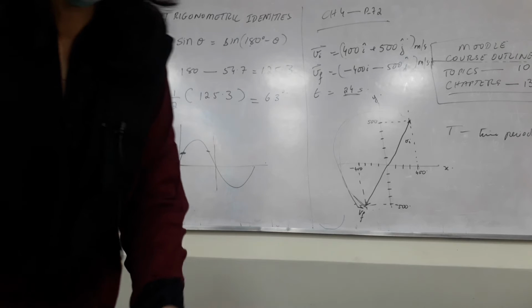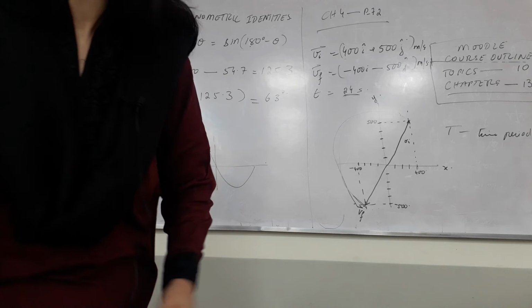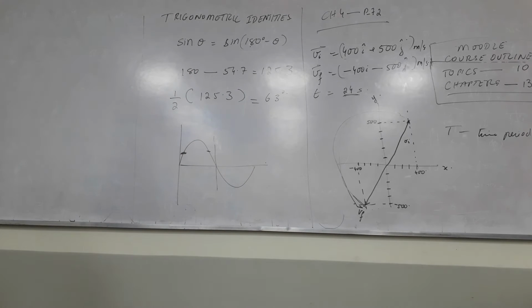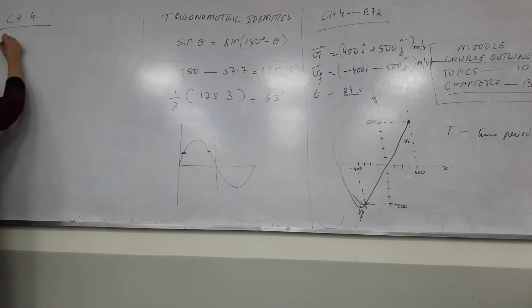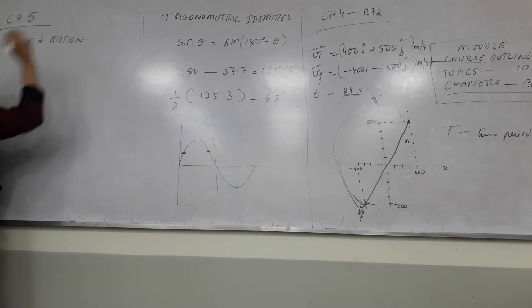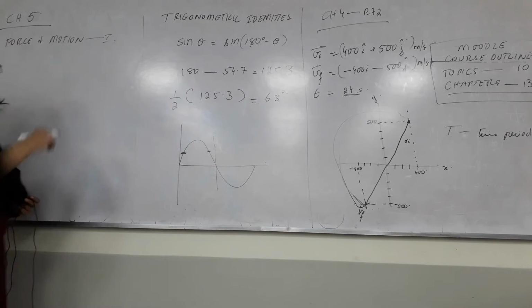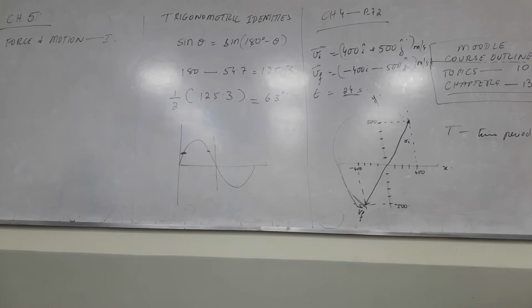Now, I am going to talk about chapter number 5. Again, most of chapter number 5 is a revision of what you already know. Chapter number 5 is about force and motion. We have been talking about motion in chapter 2 and in chapter 4. What is motion? We have defined it with the help of terms like displacement, velocity, acceleration, and so on.